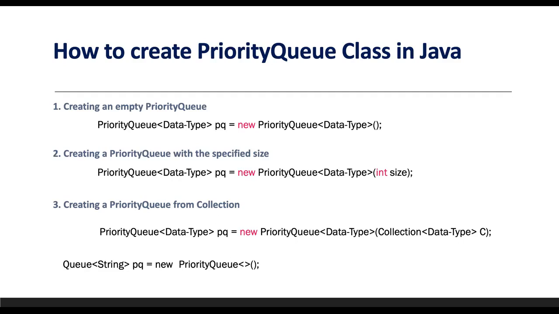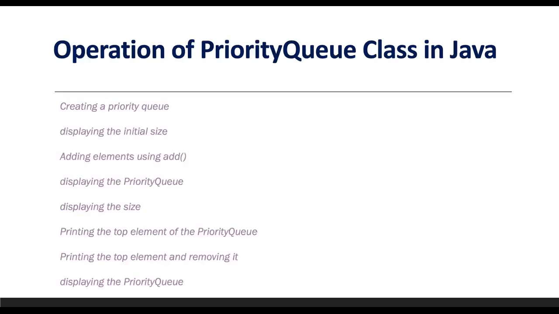Now let's see some of the operations that we want to perform. There are a couple of methods available inside the priority queue also, similar to the stack. For the stack we have seen that to insert an element we usually use the push method, but inside the queue there is a method called add. Using that we can add the element. We are going to perform all these operations in today's video.